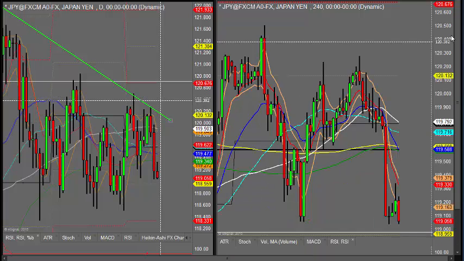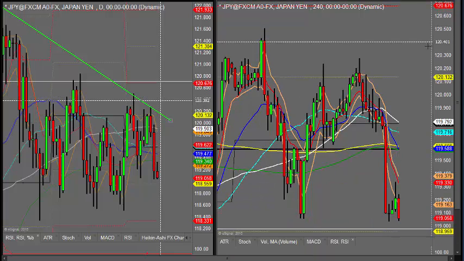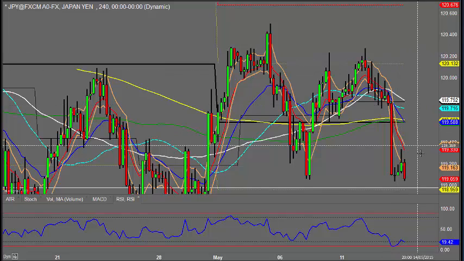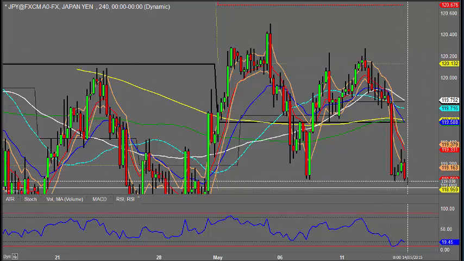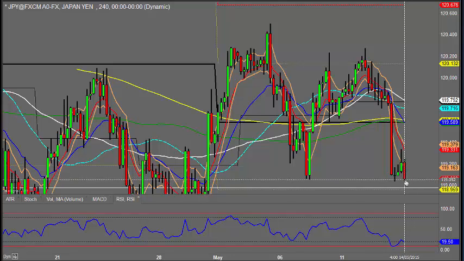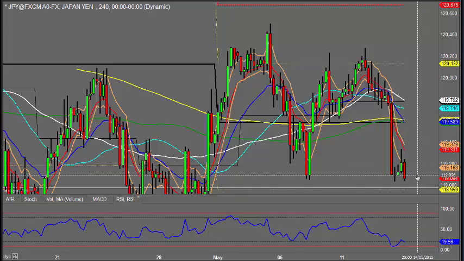Oops, sorry. Let's just bring this into play here a little bit. There is a bit of divergence on the 4-hourly chart. I don't think it's quite got down to the low, but certainly the divergence potential is there.